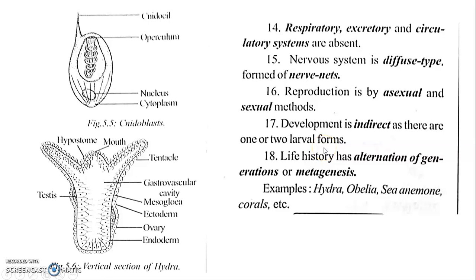Next, this is the cnidoblast. Cnidoblast means this is called as a nematocyst. Cnidoblast also called as nematocyst. Cnidocil, operculum. This is the structure and vertical section of Hydra.